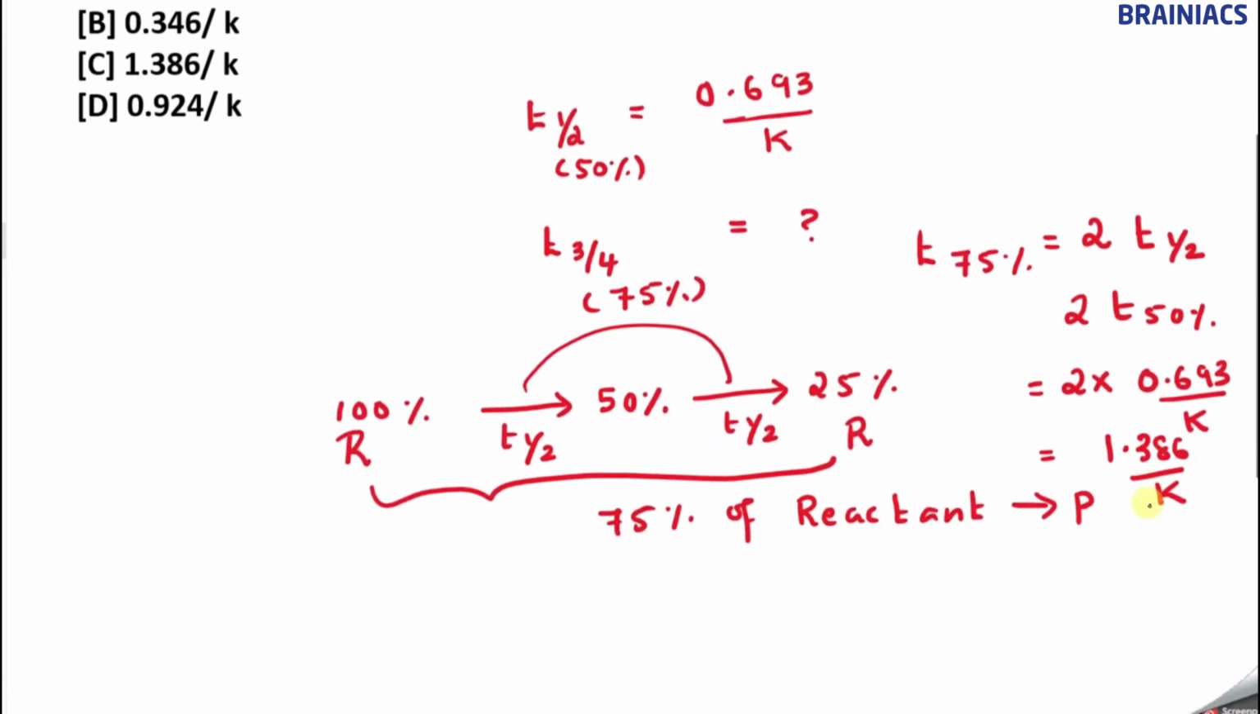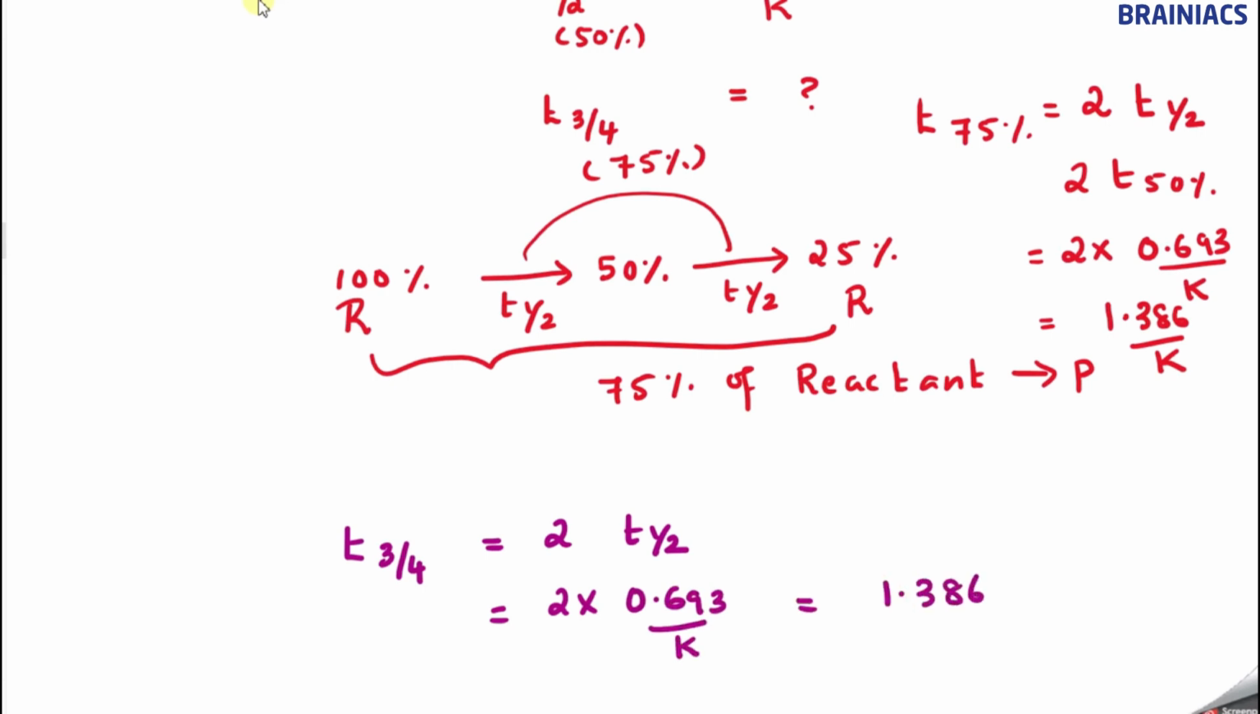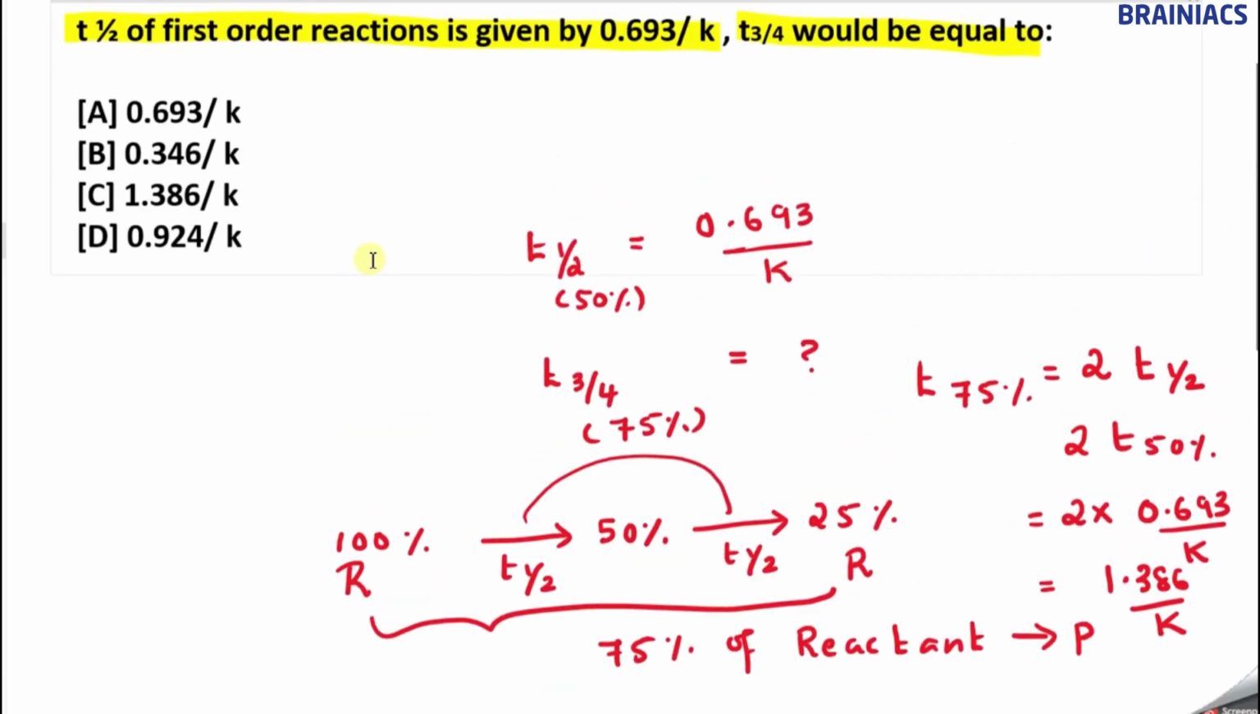Okay, clear. So I will write one more time in another color. So very simple. We can conclude saying that for every first order reaction, t 3 by 4 is 2 times t half. Understood? So 2 into 0.693 by k, correct? So this is equal to 1.386 by k. So let's see whether this answer is present here or not. Yeah, it is present as option C. So option C is the correct answer.